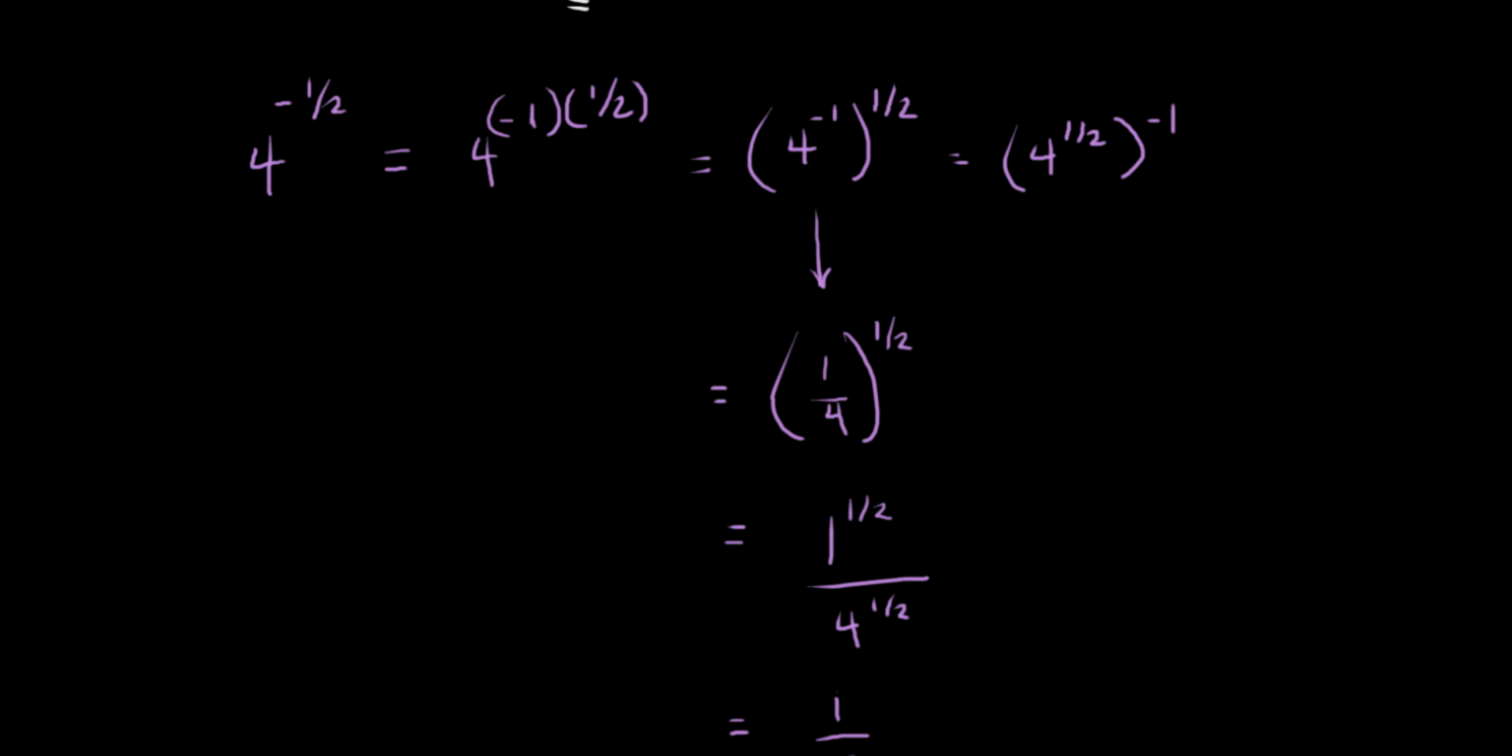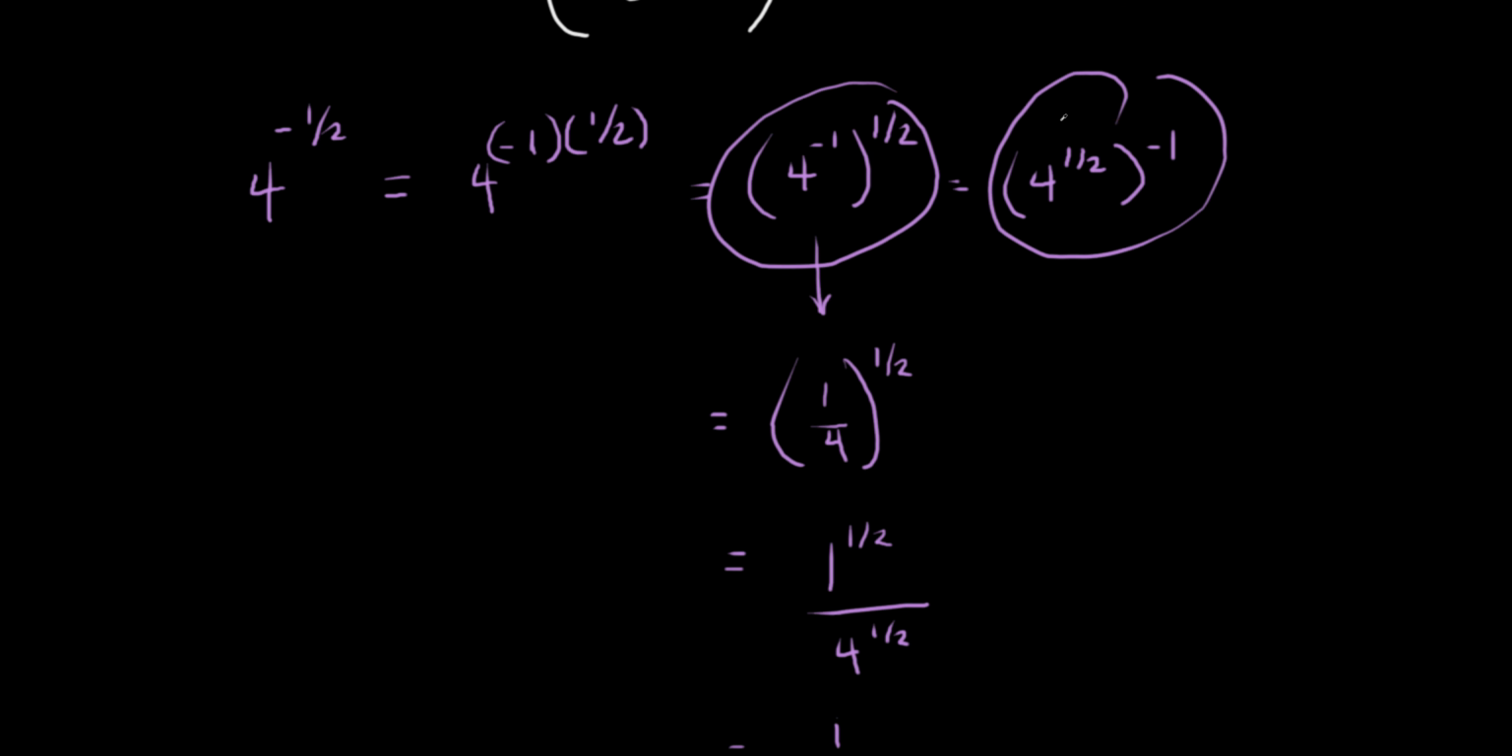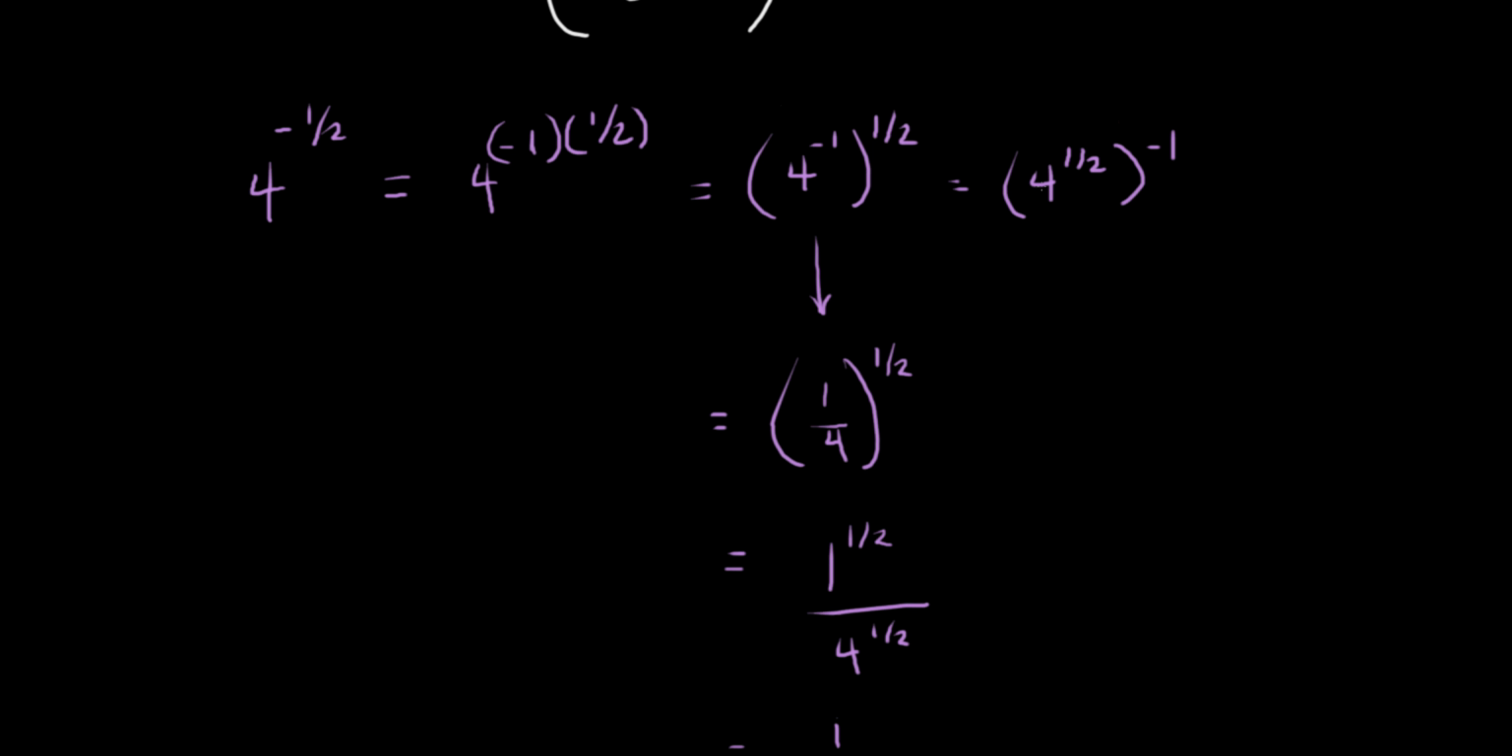So what if we did it the other way? Do we get the same answer? I mean, we should, right? I said this and this are equivalent. We should get the same answer. Well, let's look at it. This says 4 to the 1/2 power. That's just 2, right? That's the square root of 4. That's 2.